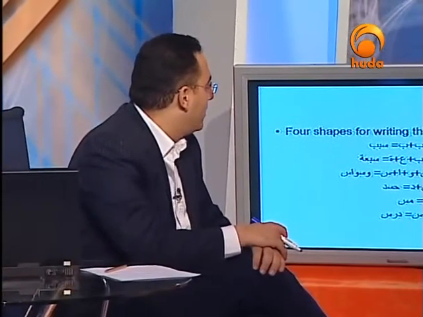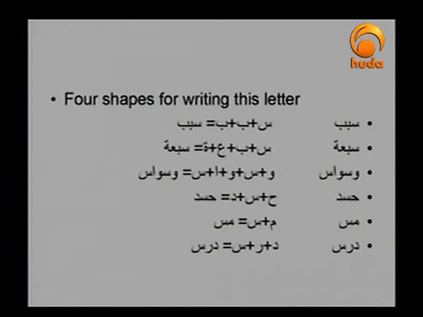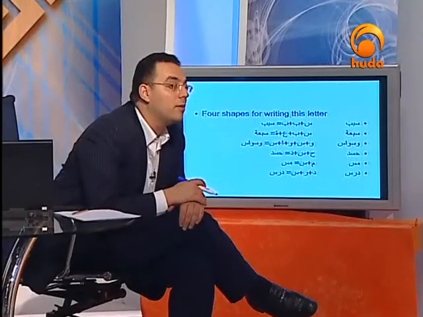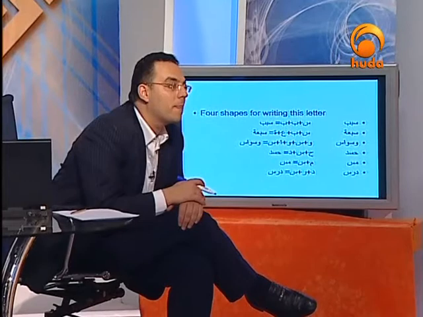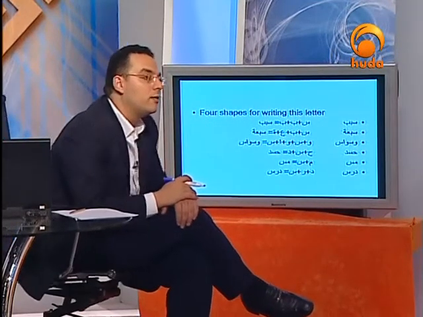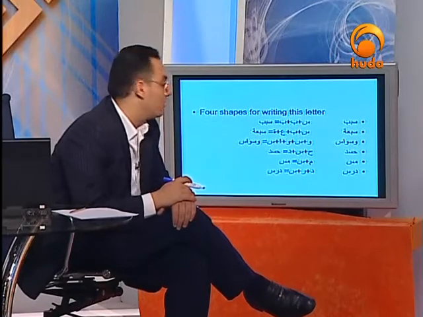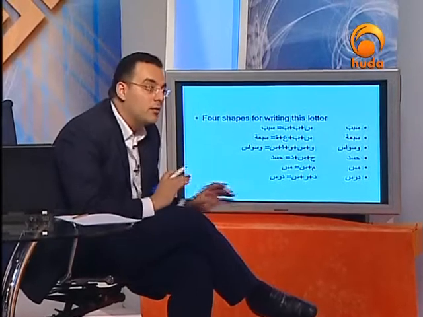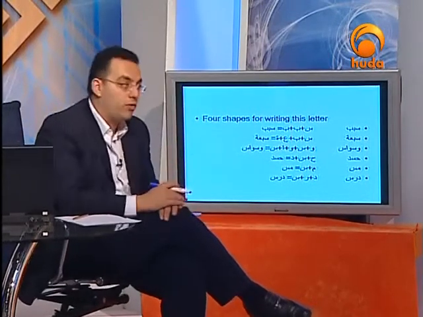Now, I'd like to move on to the 4 shapes for writing this letter. Can you see that? Sabab. I would repeat that again. Please follow me in pronouncing them. Sabab. I'm not saying sabab. I'm saying sabab. Right. Let me just say hasad. Let me just say dars. I'm not saying dars. Can you see that? Because again, we're gonna discuss more about the differences between da and la, which is another heavy or emphatic sound.